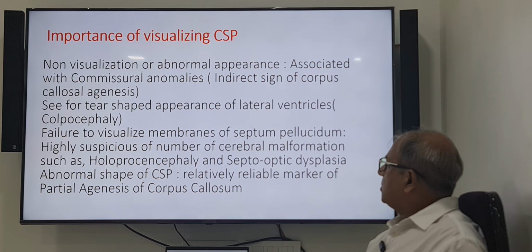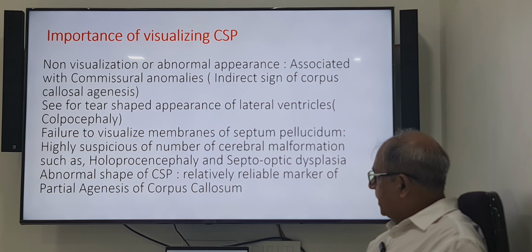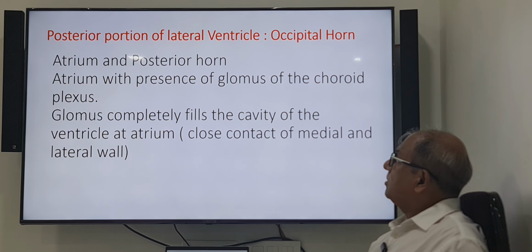These are the things which, when we find that the CSP, the cavum septum, is not visible, go for targeted sonography, because it goes in favor of complete agenesis or partial agenesis of corpus callosum.